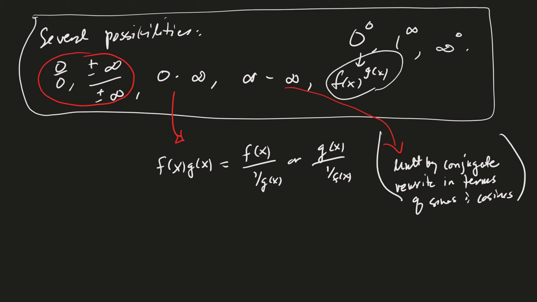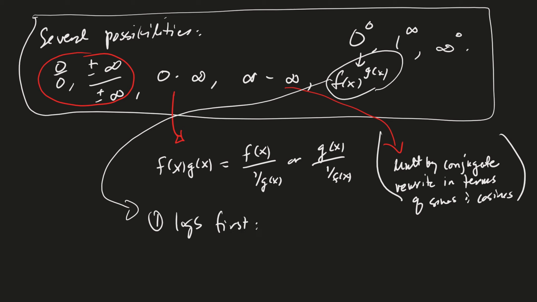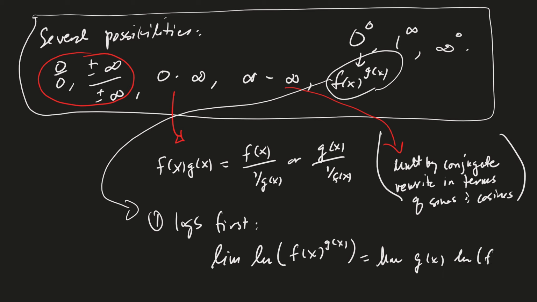If you have f of x to the g of x power, you can always rewrite that by taking the logs first. And so we would find the limit of the log of f of x to the g of x power, which means you're finding the limit of g of x times the natural log of f of x. And of course this is a product, right?